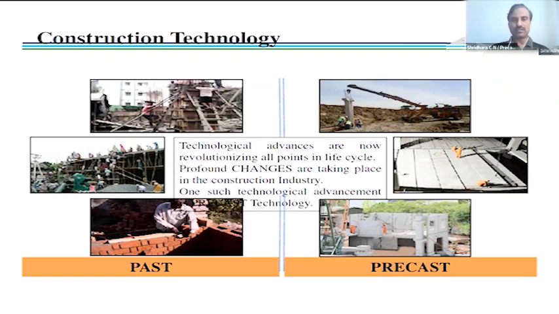For example, if they want to cast a column using cast in situ technology, they have to spend a lot of materials on shuttering, and a lot of trees have to be cut and used for shuttering material, and manpower energies, they have to pour concrete into the column inside, and this much energy has to be spent. If it is precast, they will cast the column at the factory, bring it to the site, and erect it using cranes.